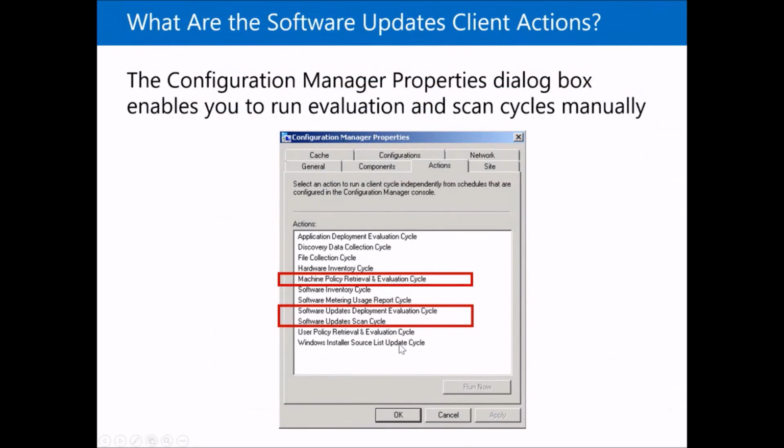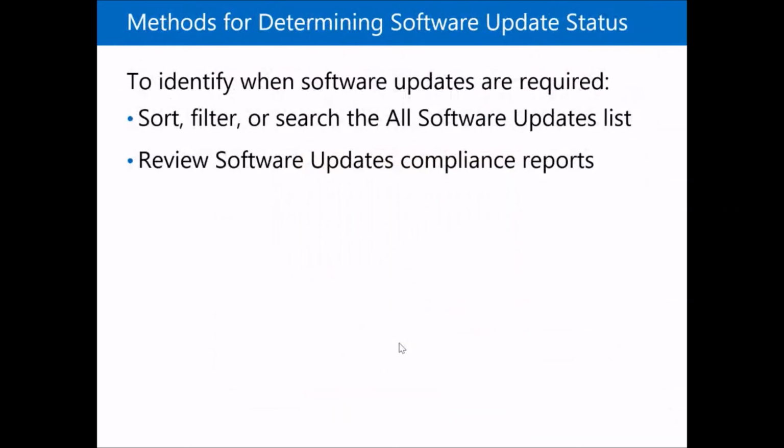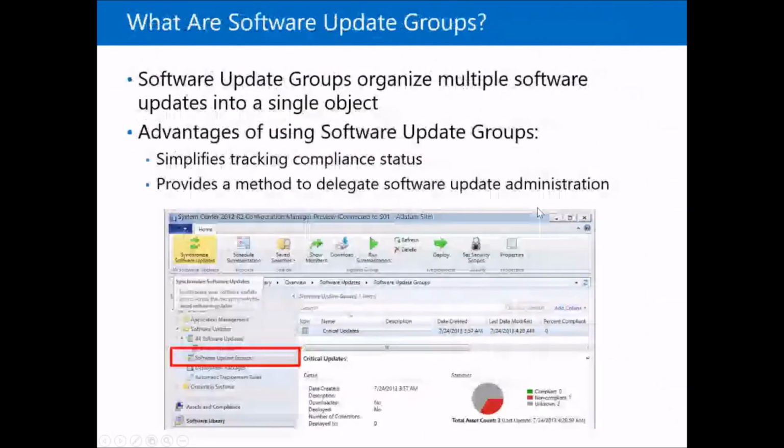The Configuration Manager Properties dialog box enables you to run evaluation and scan cycles manually. Methods for determining software update status: to identify when software updates are required, we can sort, filter, or search the all software updates list, or we can review the software update compliance reports.